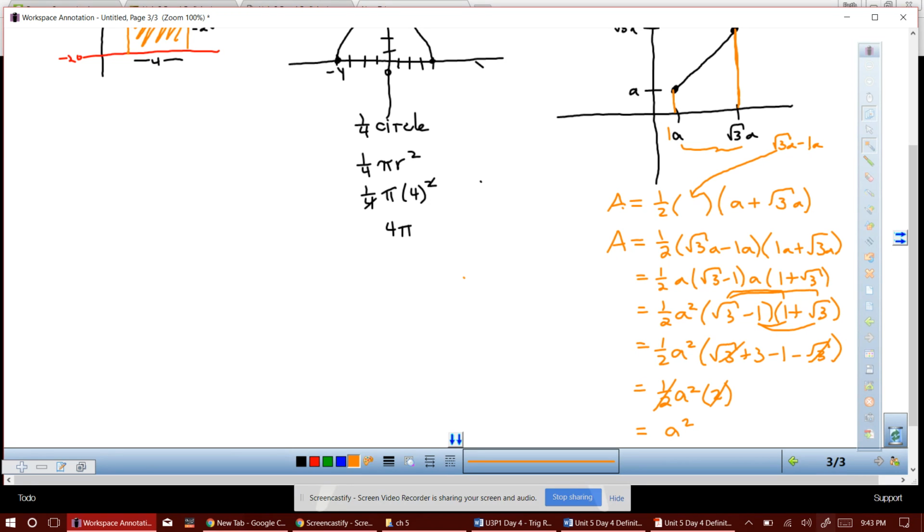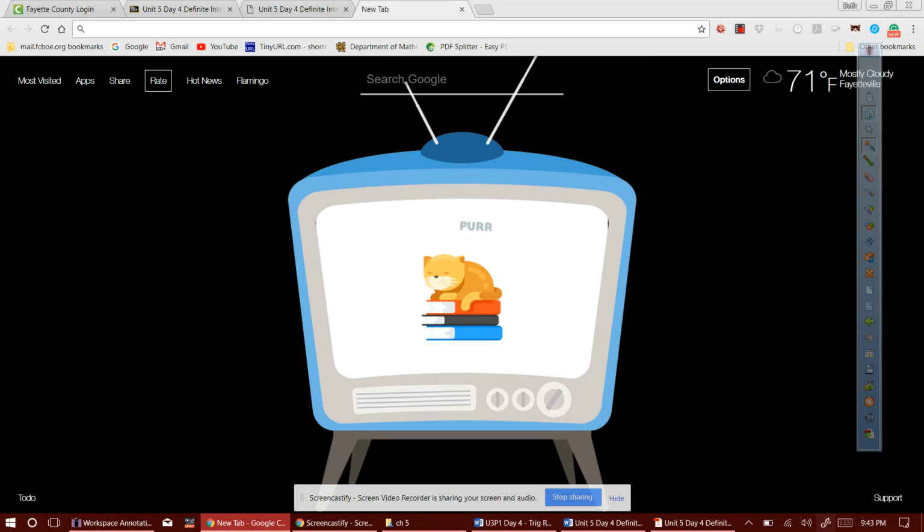And wait a minute, before we leave, why don't you look at the cat one more time? It's happy, it's purring.